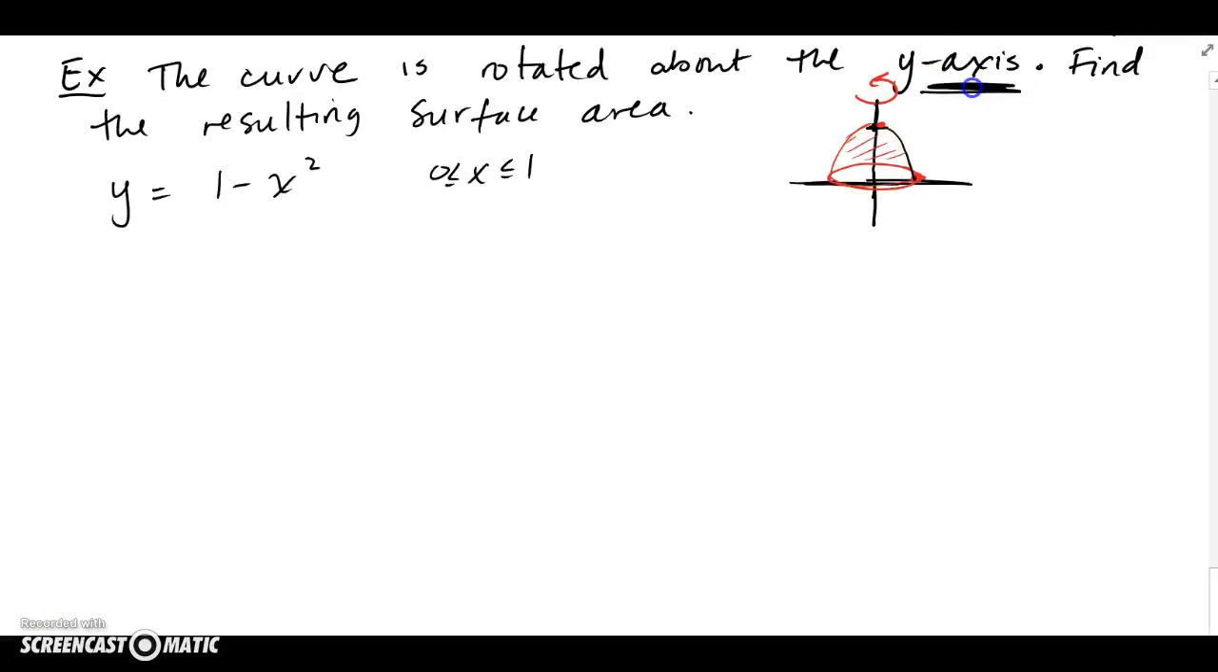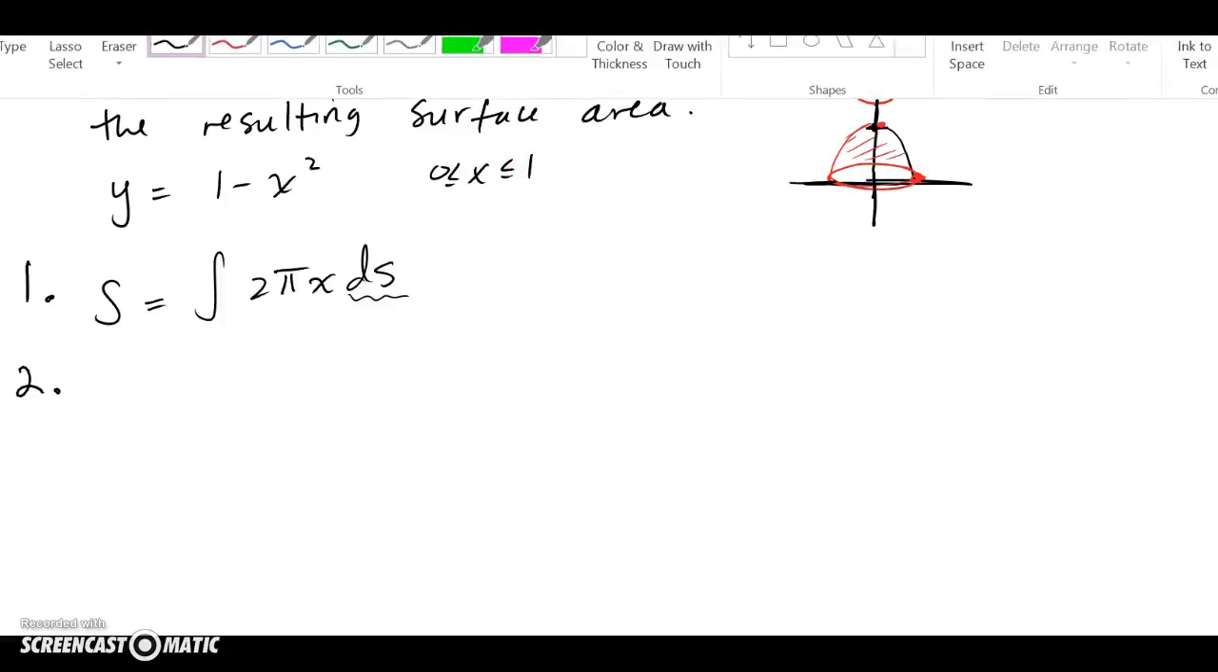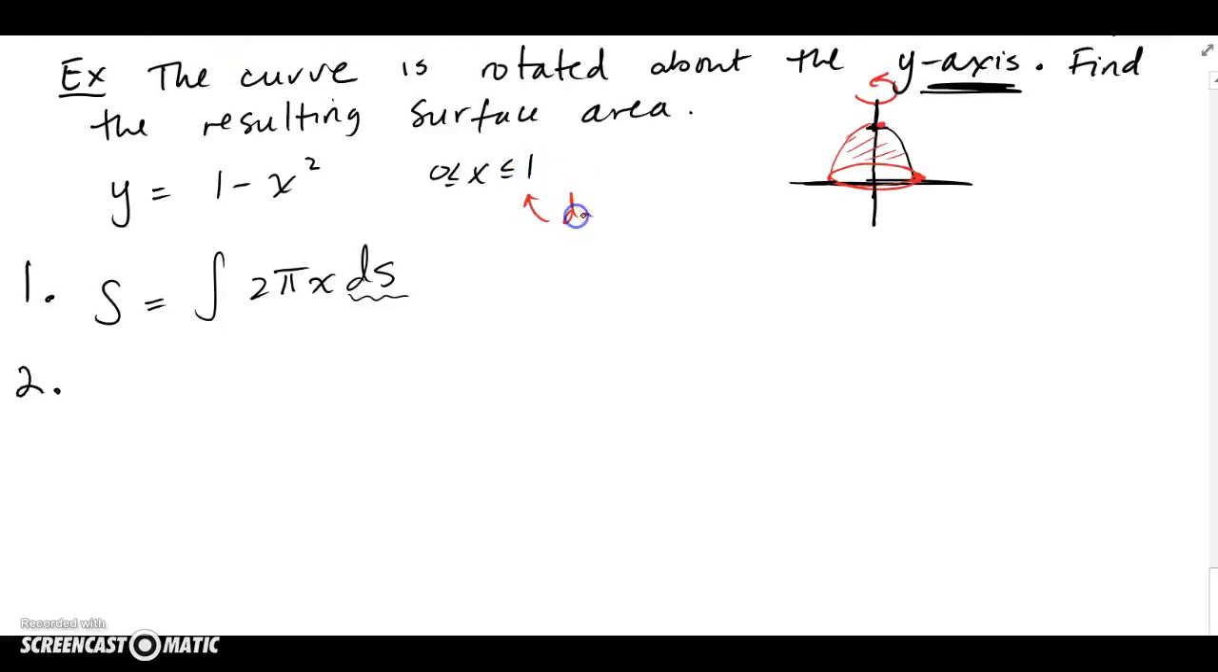So since it's a y-axis rotation, I don't have a choice. S will be 2 pi x ds because it's a y-axis rotation. So at the beginning, I don't have a choice. I have to do that. Now, for my ds part, I'm given x values, so I'm leaning towards a dx problem for my ds analysis. And also, since y is isolated, that seems to be the way to go, because when I find y prime, everything will be in terms of x's. So I'm going to be using this version of my ds.